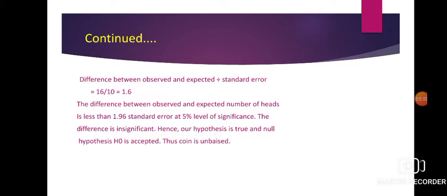The interpretation is that the difference between observed and expected number of heads is less than 1.96 standard error at 5% level of significance. The difference is insignificant, hence our hypothesis is true and the null hypothesis H0 is accepted. Thus, the coin is unbiased.